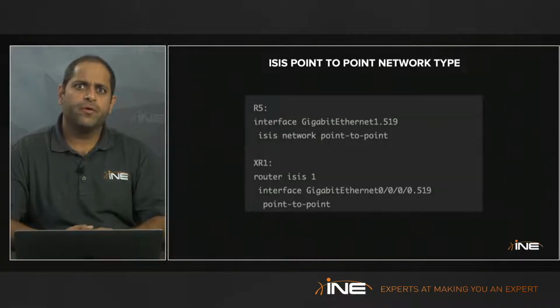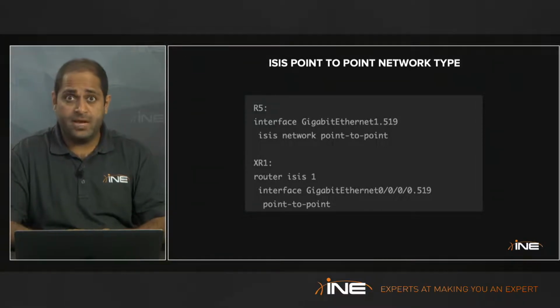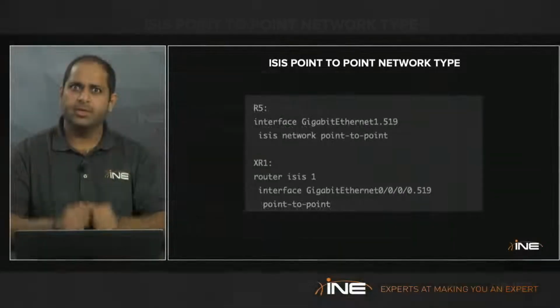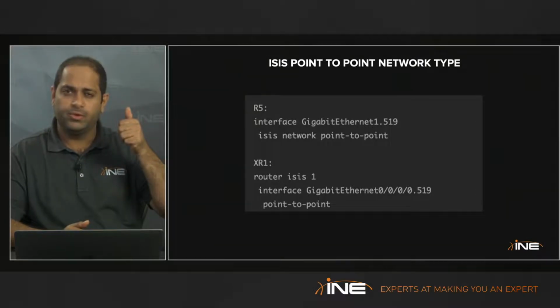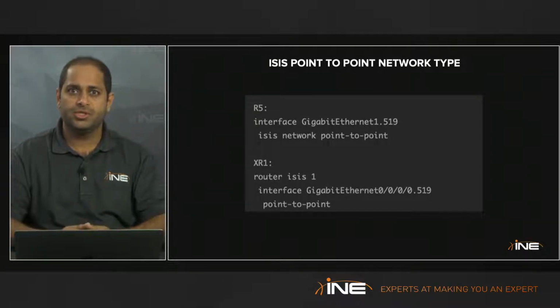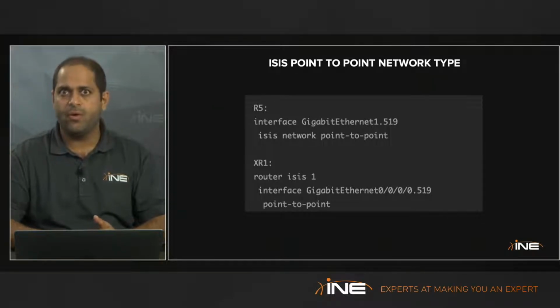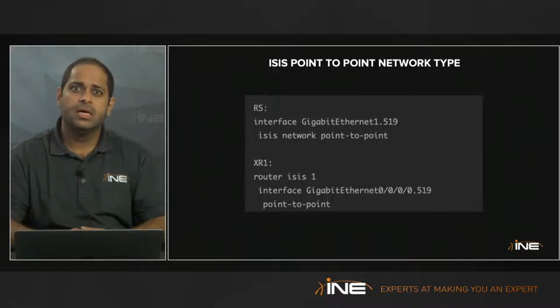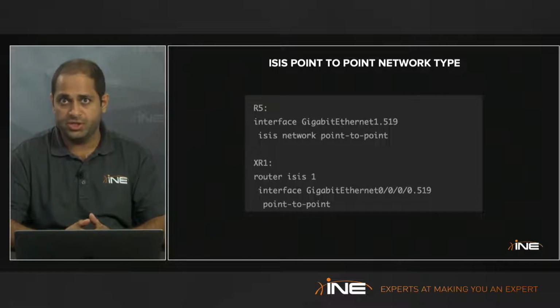Here is the configuration for changing the network type on a Cisco router. On IOS XE, the command is to go to the interface and say isis network point-to-point. As far as IOS XR is concerned, we go under the routing process, under the interface inside the routing process, and there we change the network to point-to-point. So let's look at two routers. I will take one IOS XE, which is router 5, and one XRv, which is XR1. We'll look at the default network types, and do a debug to identify what type of hellos the router sends when it's default, which is broadcast.